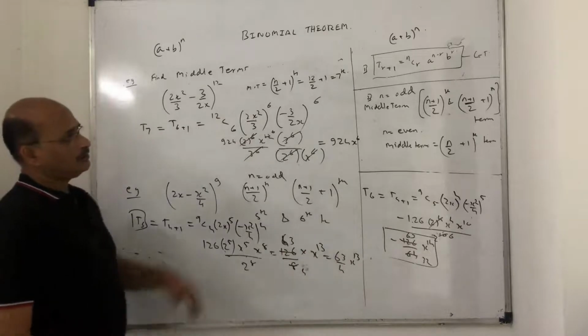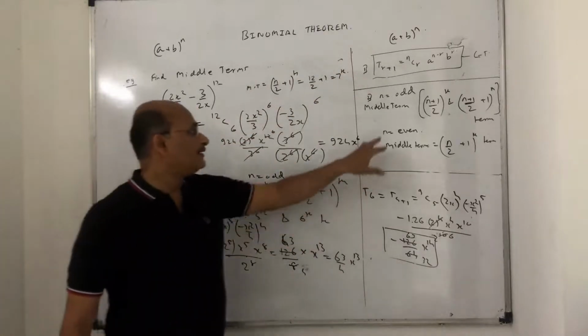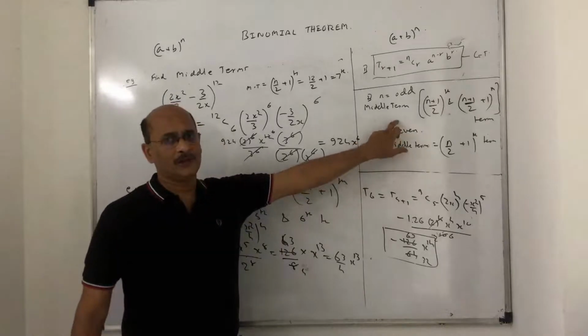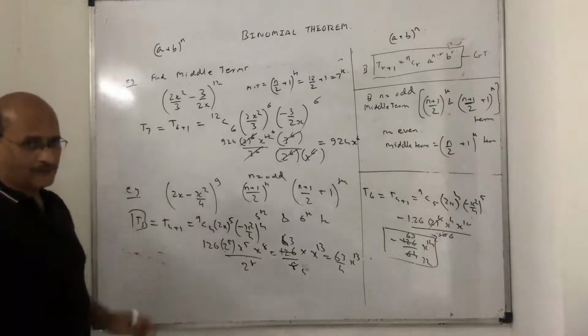So I hope you got how we use the general term to find the value of the term, and how you find the position of the middle term using these formulas. Don't mix it up. That's all. So let us go ahead to the next part.